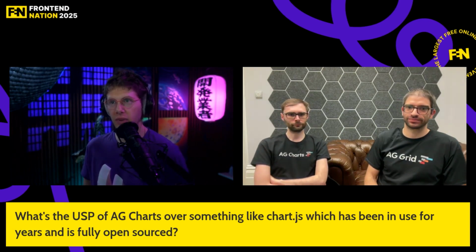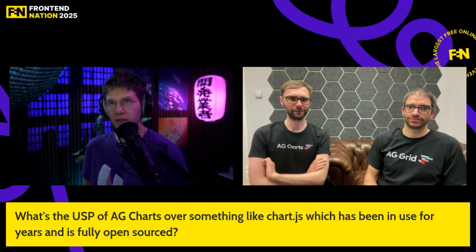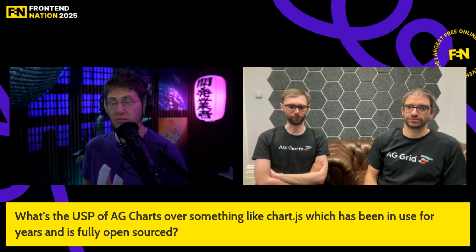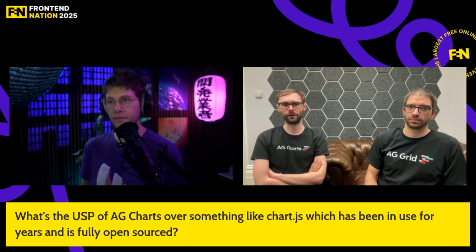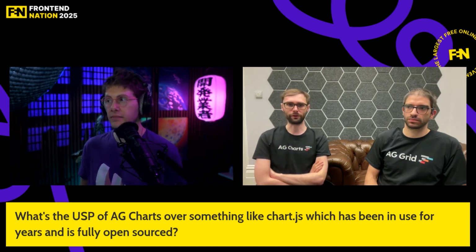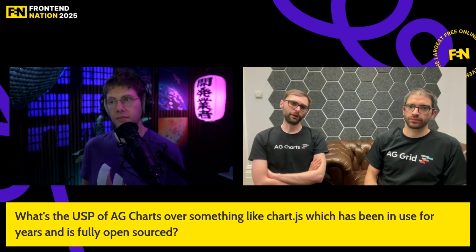I'm not sure I fully understand what it means. What's the USP of AG Charts over something like Chart.js? USP stands for unique selling point. I mean, it really depends what your business needs are. Whenever you buy an AG Charts license, you are getting official support with that. So if you have any questions or any bugs, it's going to go through to our support team. It will get fixed. And for a lot of businesses, that is incredibly valuable.